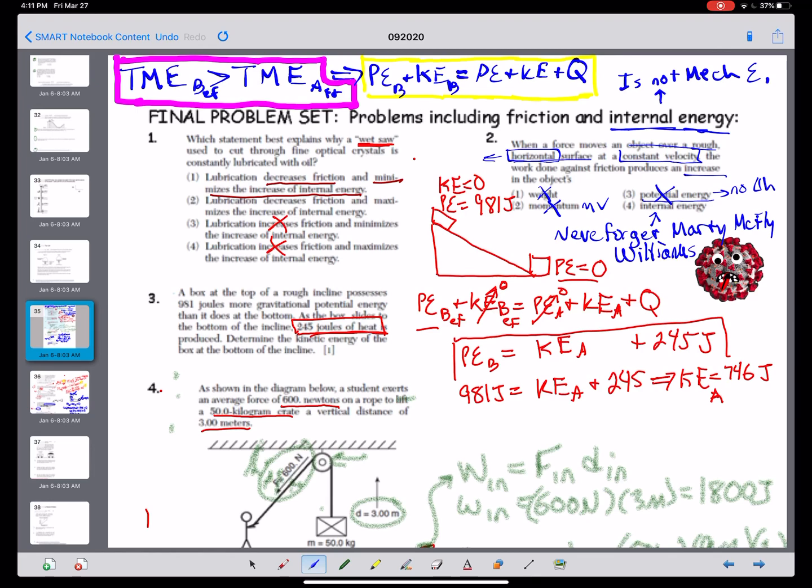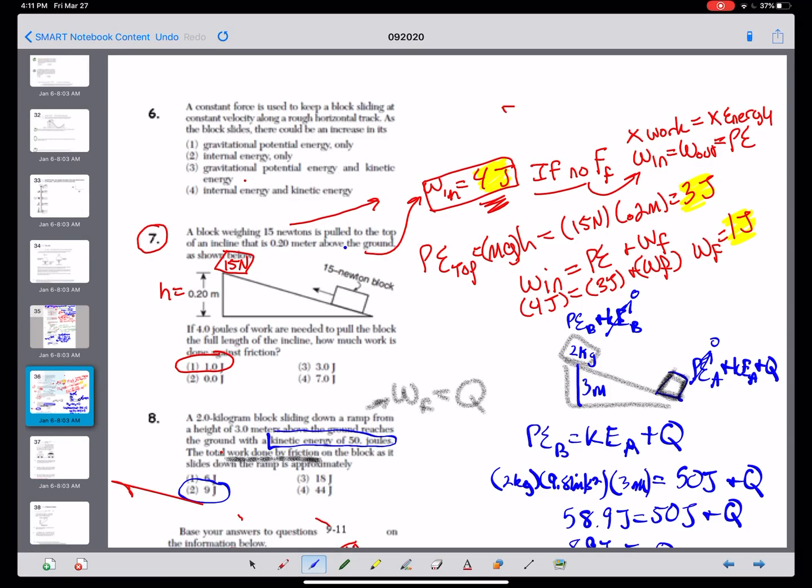Now, I think there was one on the other page there. Should we look at that one? All right, you could try this. Pause the video, come back. Welcome back. Constant force used to keep a block sliding, constant velocity right here. All right, horizontal, setting you up. So horizontal means we're looking for an increase. It can't be PE, there's no delta H. So it can't be this one either. And, of course, it says constant velocity, so it can't be kinetic energy. So by process of elimination, it is number 2.